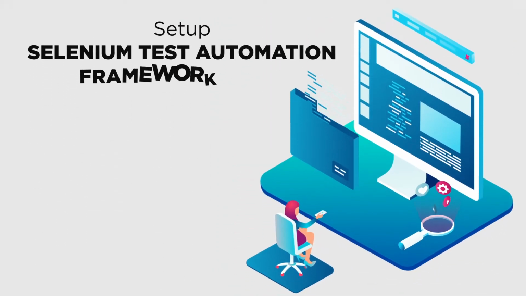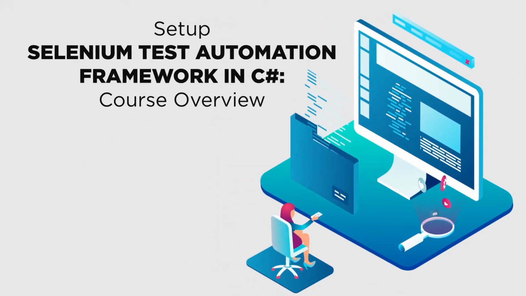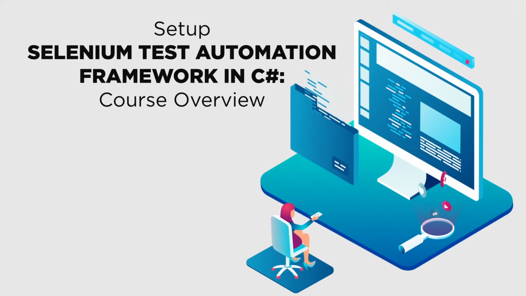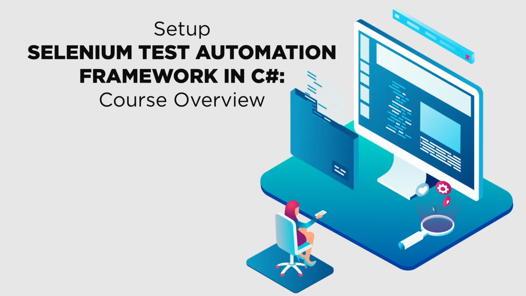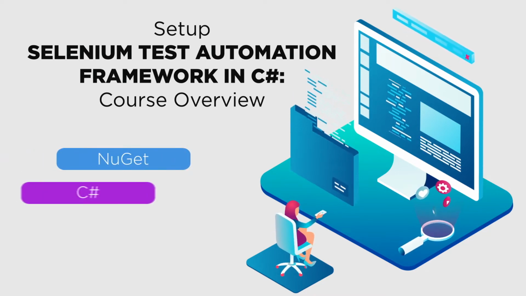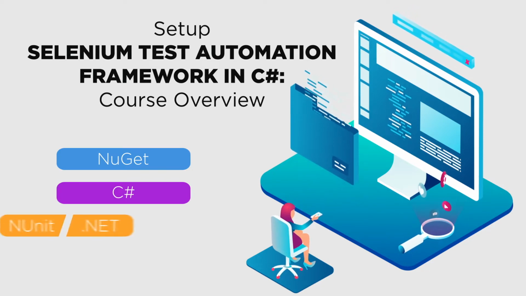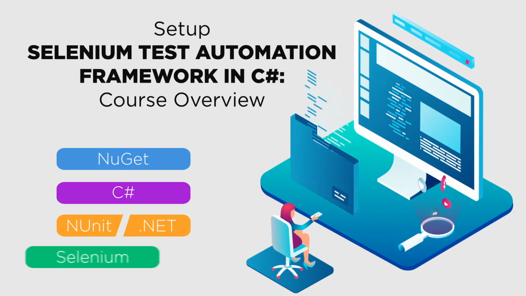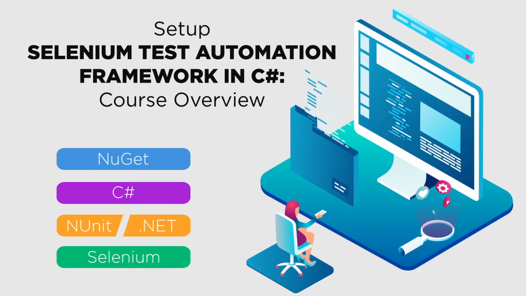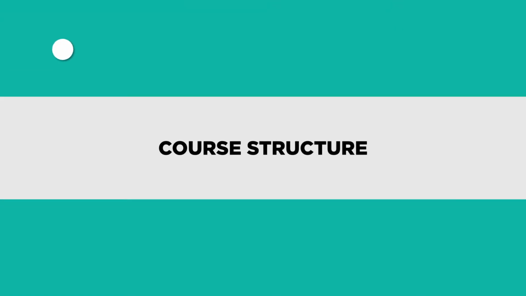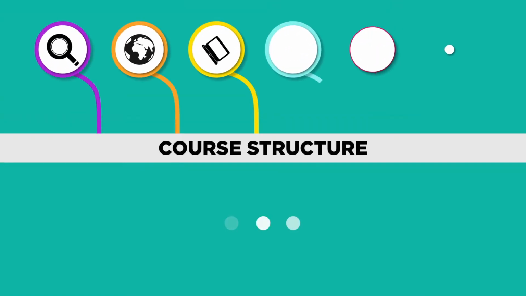In this course we are going to set up our first simple test automation framework with C# and Selenium with a minimum set of tools. We will use NuGet as a dependencies management tool, C# as a programming language, and NUnit as a test runner in collaboration with .NET, and Selenium as a tool to interact with the browser via code. We are going to learn this topic from scratch to advanced level.